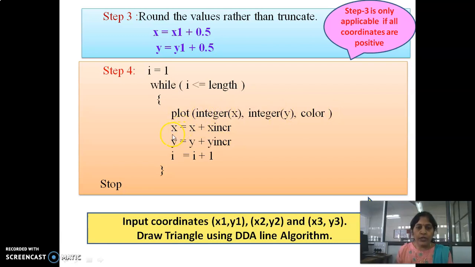Then after plotting, every time x will be incremented by x increment and y will be incremented by y increment, which we have already calculated in step 1. Repeat this step while I is less than length. Once it completes, that means we have reached x2 comma y2. In this way, input the coordinates x1 comma y1, x2 comma y2, x3 comma y3, and draw the triangle using the DDA line algorithm.